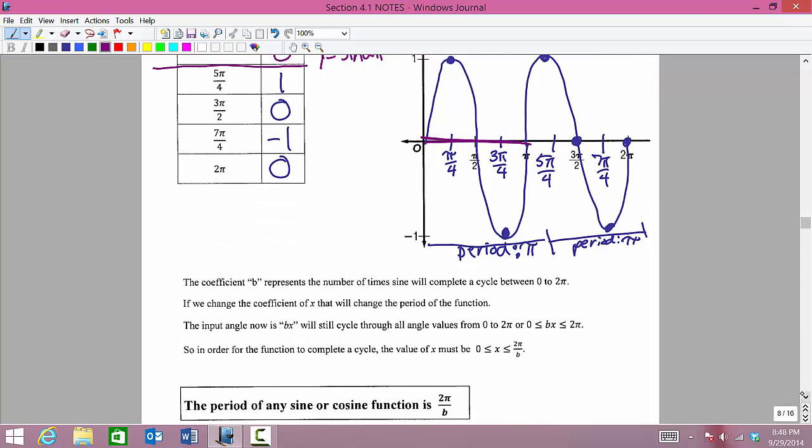So the coefficient b, the number we multiplied on the input, the inside of our function, represents the number of times that sine will complete a full cycle between 0 and 2 pi. So we see that here we completed 2 full cycles of sine. If we change the coefficient of x, that will change the period of the function. The input angle is now bx and will cycle through all angles from 0 to 2 pi. So our x values will go from 0 to 2 pi divided by b.